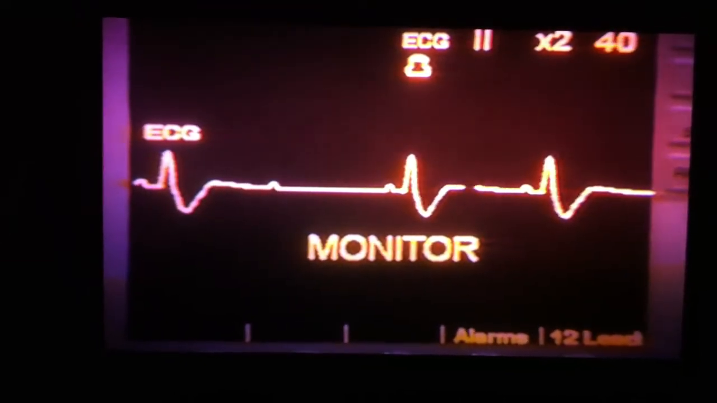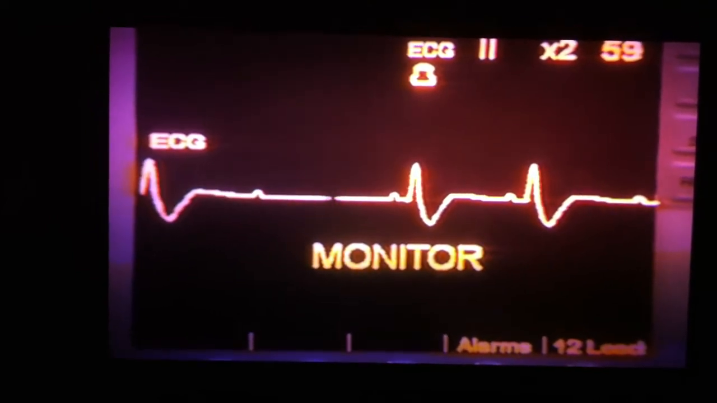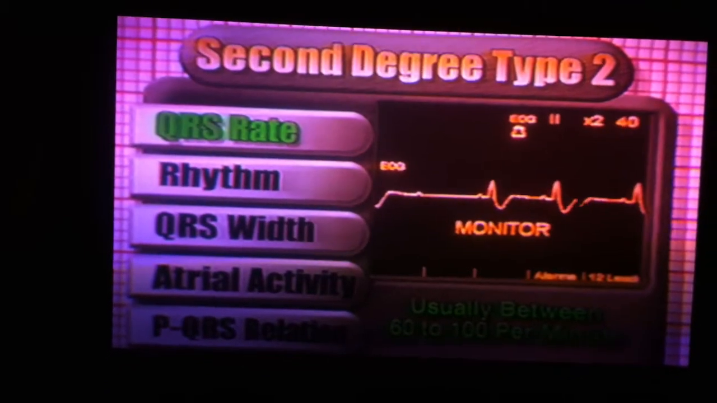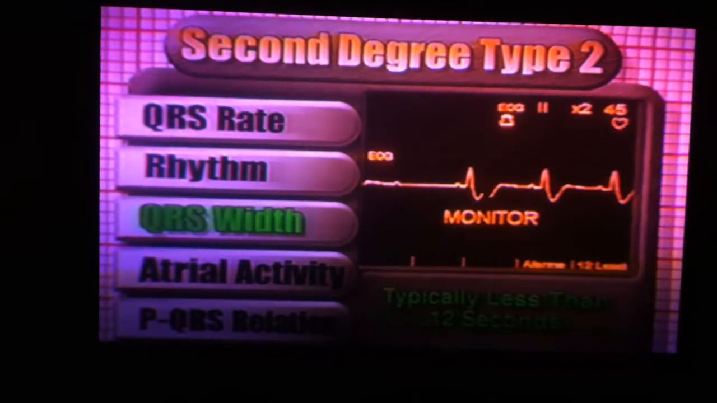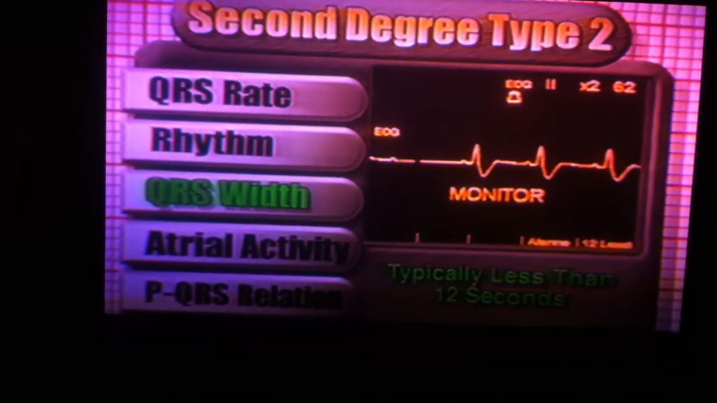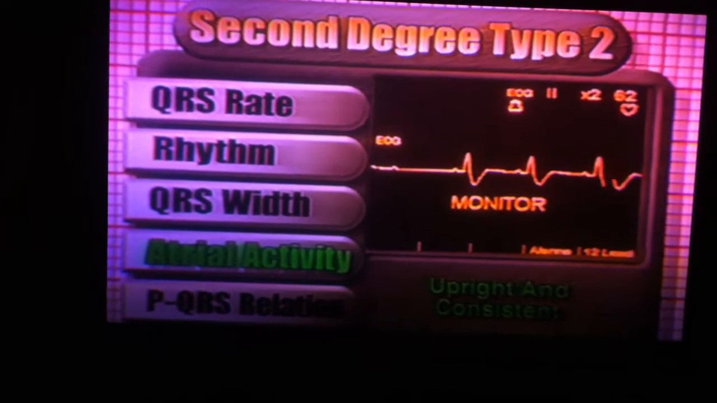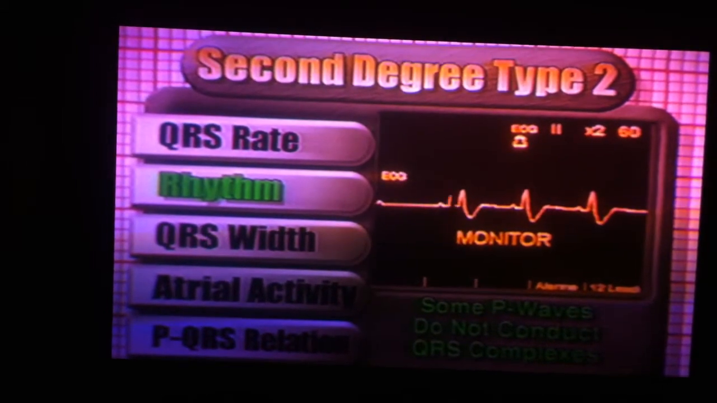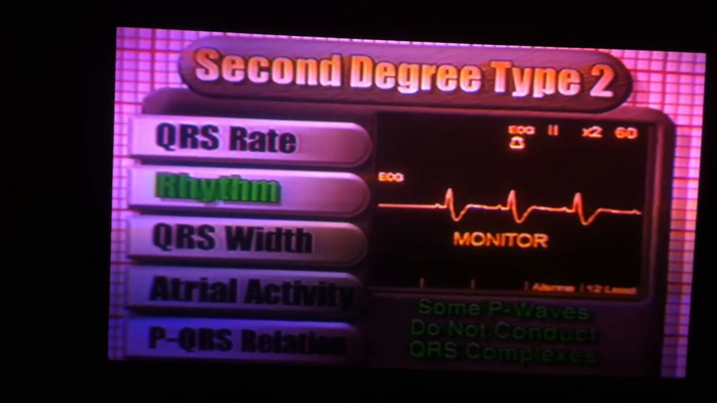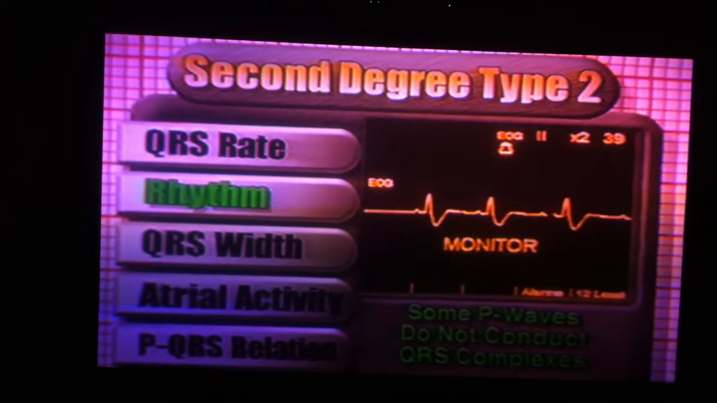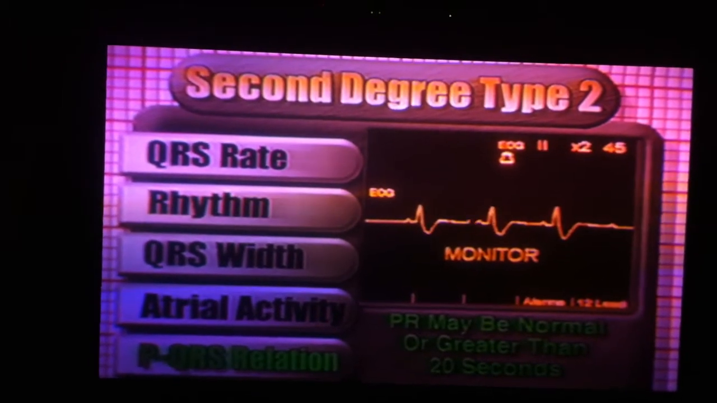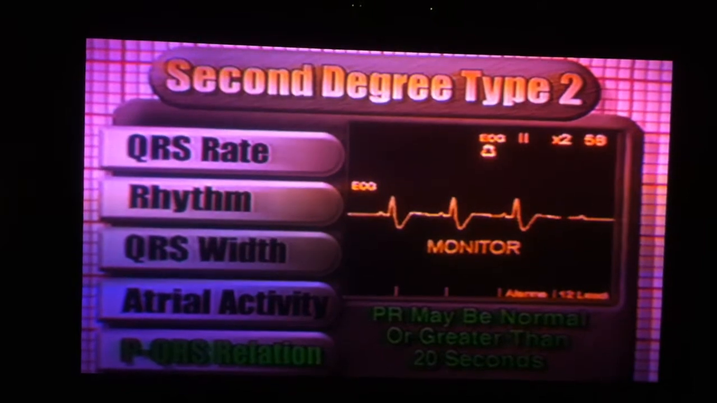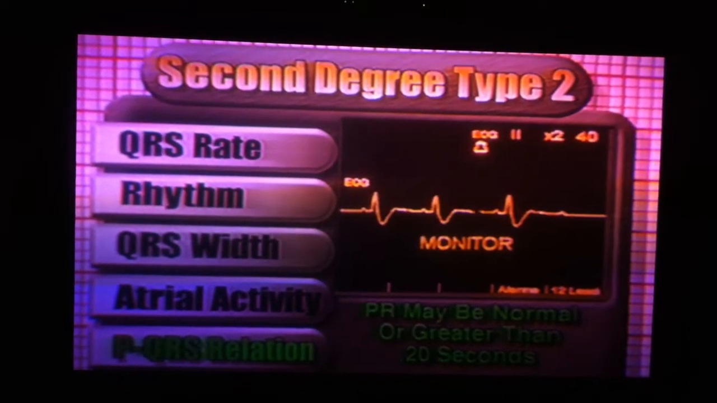Second-degree Type 2 is a more serious block, as the tissue damage is located lower in the AV junction or bundle branches. Using the 5-step method, you will find that the rate is usually normal with QRS complexes that are typically less than 0.12 seconds wide. The P waves will be upright and consistently shaped. The hallmark of this rhythm is that some of the P waves do not conduct QRS complexes. This can be seen when the rhythm contains more P waves than QRS complexes. When P waves conduct QRS complexes, the PR interval may be normal or greater than 0.2 seconds, but the PR interval is always constant.